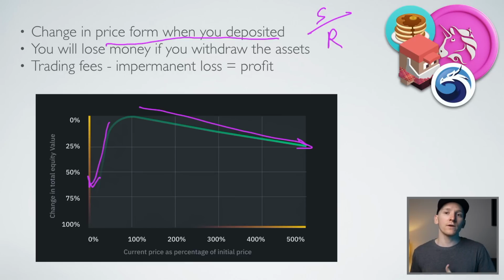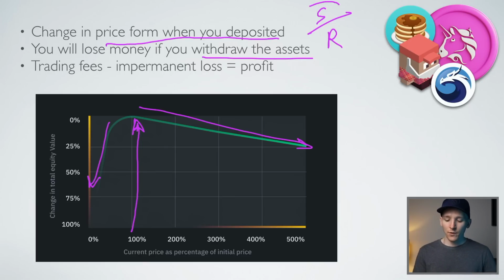Now, this is just something you have to deal with. It's not a massive deal dependent on the coin. But of course, the more risky, the more that they move, the more you will suffer impermanent loss. And so the higher yield you have to get from those trading fees. You will lose money when you withdraw the assets if the price changes. And you can see here, if the price is exactly the same when you put them in and when you take them out, no impermanent loss, you get zero.